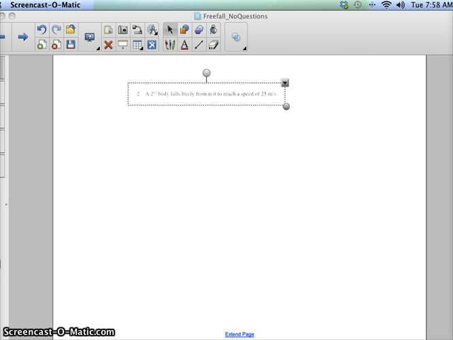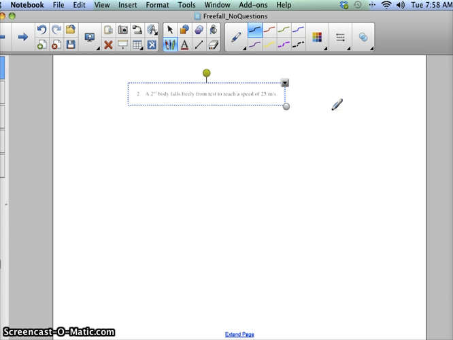A second body falls freely from rest to reach a speed of 25 meters per second. Okay, so you have an object falling. I'll do kind of a diagram here. I'll draw what's called a motion map. So my object is a dot.